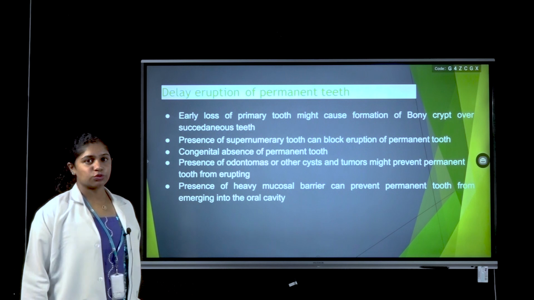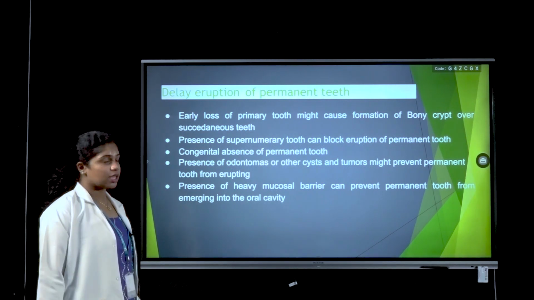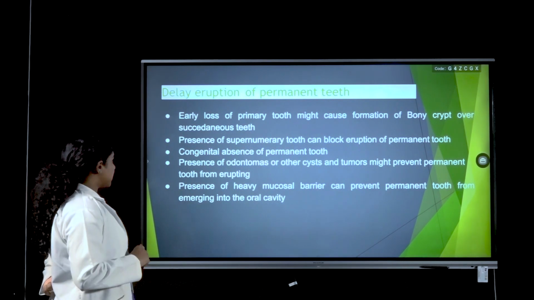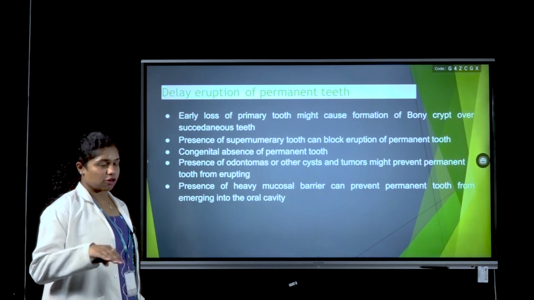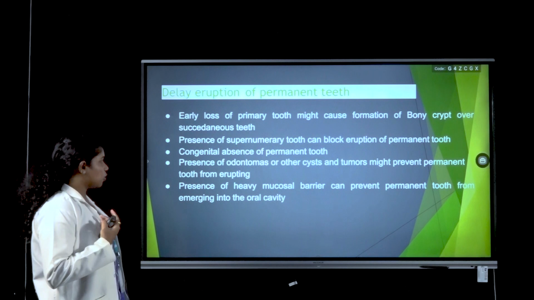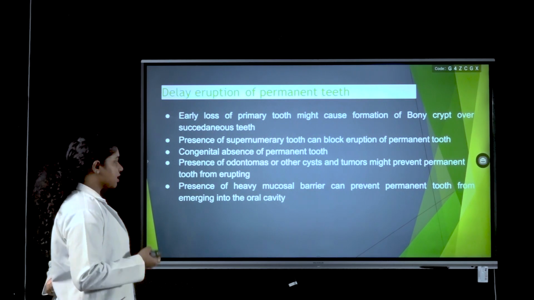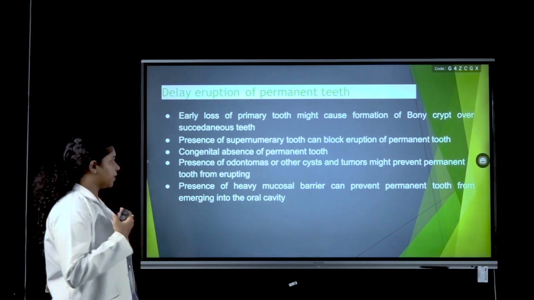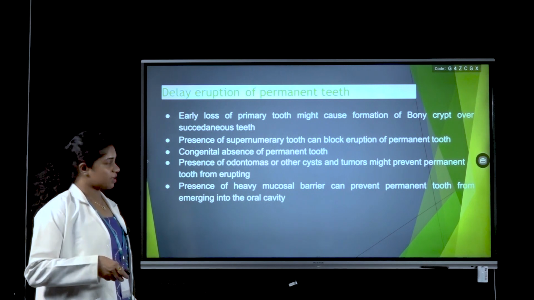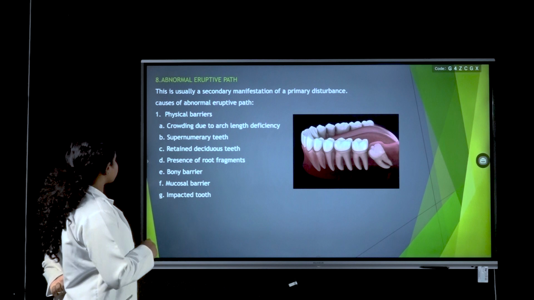Early loss of primary tooth might cause formation of a bony crypt over the succedaneous teeth, which might lead to delayed eruption of the permanent teeth. Presence of supernumerary teeth that block out the permanent teeth. Congenital absence of the permanent teeth, presence of odontomas or other tumors, other cysts or tumors that might prevent permanent tooth from erupting. Presence of any heavy mucosal barrier might also prevent eruption of permanent teeth.